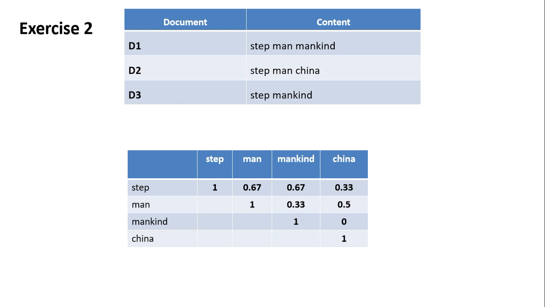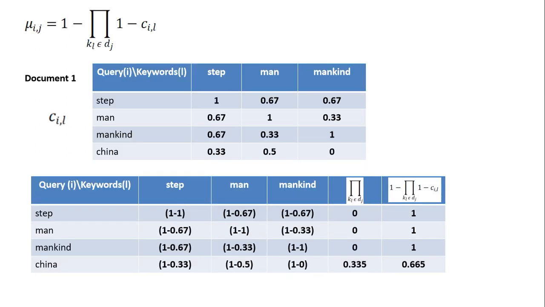Three documents are given, D1, D2, D3. Now here there are no stop words or extra words, so all are nothing but keywords. So three documents are there. First our step is to find out the term correlation matrix. So step, man, mankind, China, and this is nothing but the 4 5 5 4 term correlation matrix.